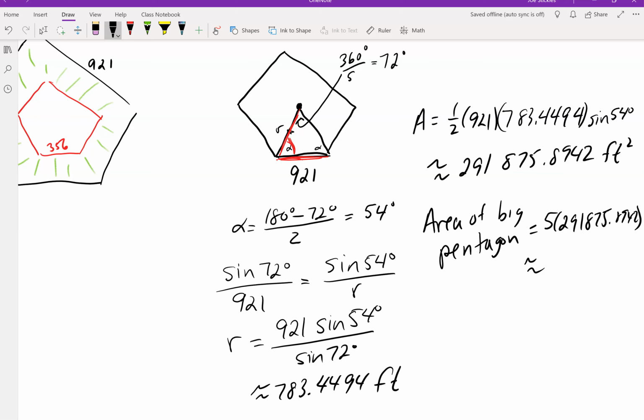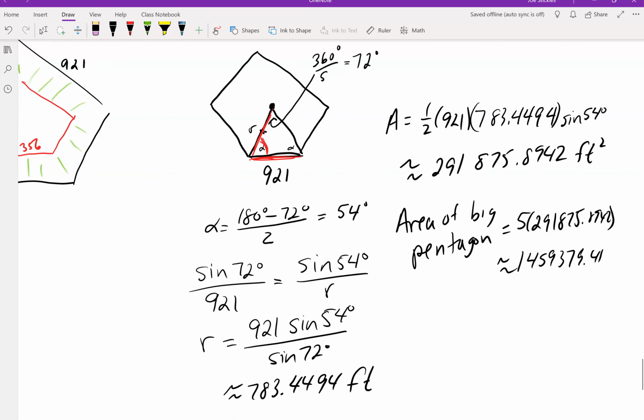So I take that number and multiply it by 5, and we get 1,459,379.471 square feet. That's just for the big Pentagon, right?